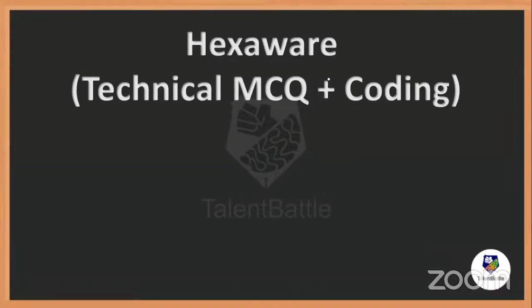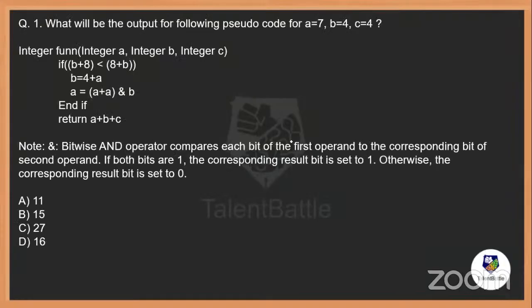Analyze the question properly and then try to figure out the correct option. What will be the output for the following pseudocode? The values are also given to us: A value is 7, B value is 4, and C value is again 4.